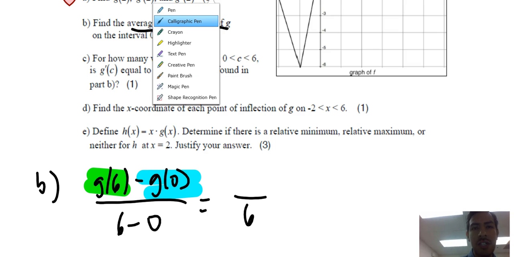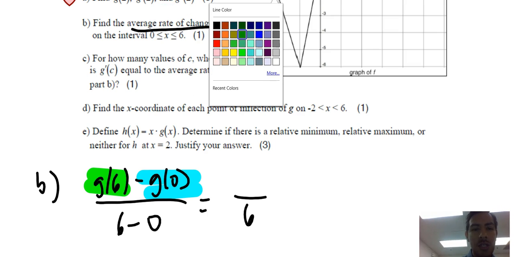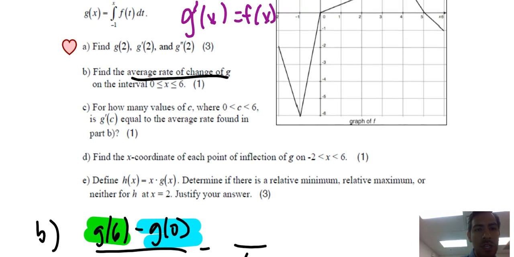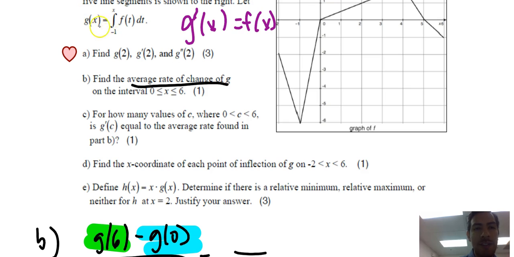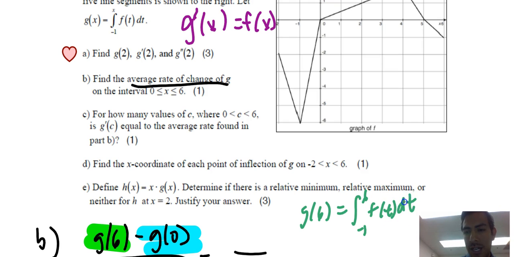G of 6, not calligraphy pen, is going to be, well, if I want to get any y value on g, I have to use this formula here. So g of 6 is going to be the integral from -1 to 6 of f of t dt.